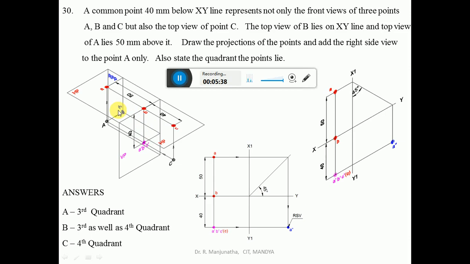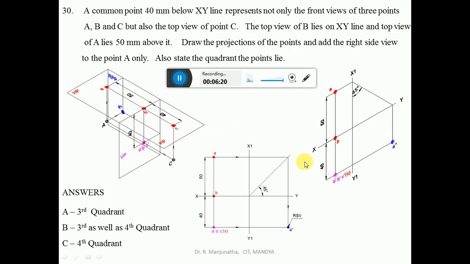Okay. Now when HP is rotated down in fourth quadrant, A dash, B dash, C dash and C will overlap with this. That is the 40 mm. So when you look from the front view, B will lie on the XY line. And then when HP is rotated to the top side in the third quadrant, point A will go above XY line. And when the right profile plane is rotated by 90 degrees, A dash and A double dash will be on the same line.